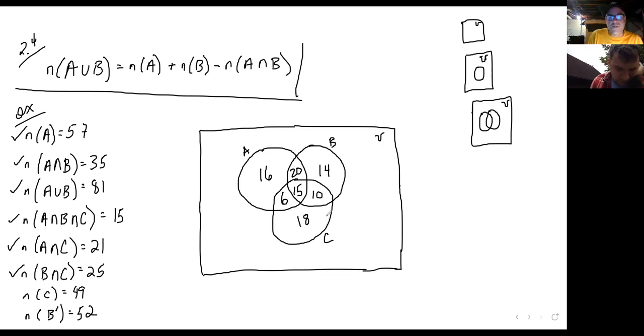Now I have 1 region left and 1 piece of information left. It's outside of all 3 sets. So what I'm told is cardinality of B complement is 52. Now that is everything outside of B. Everything outside of B is 4 regions, here, here, here, and here. So if I add up these 3, 16 plus 6 plus 18, I get 40. So if I take that away from 52, that would give me 12. And it is complete.